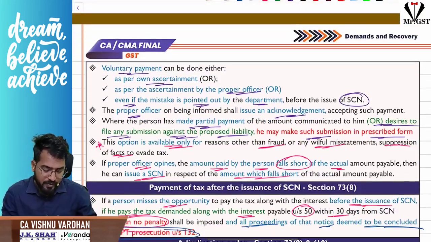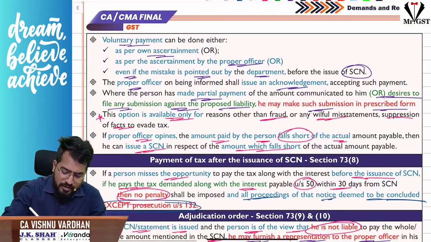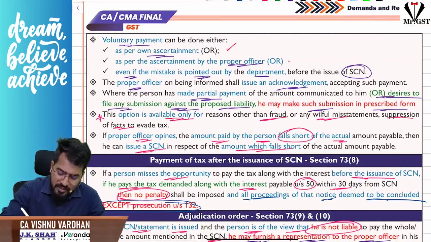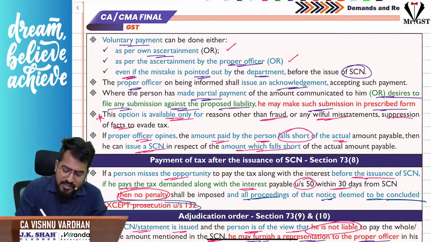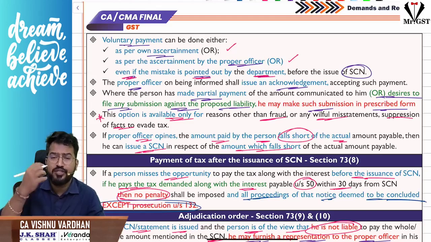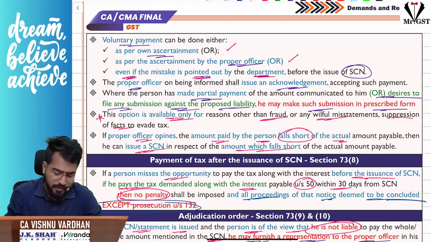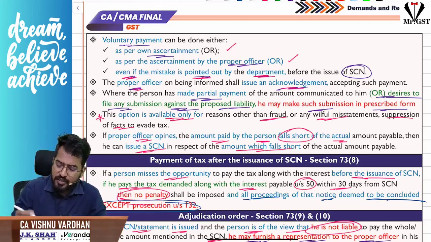Okay. Voluntary payment: he may do it on his own, or as per what the proper officer determined, or even if the mistake is pointed out by the department before issuing the show cause notice, it is absolutely fine, and the proper officer will issue an acknowledgement accepting that payment. And where the person has made partial payment or decides to file any submission against the proposed liability, he may make such submission in the prescribed form.